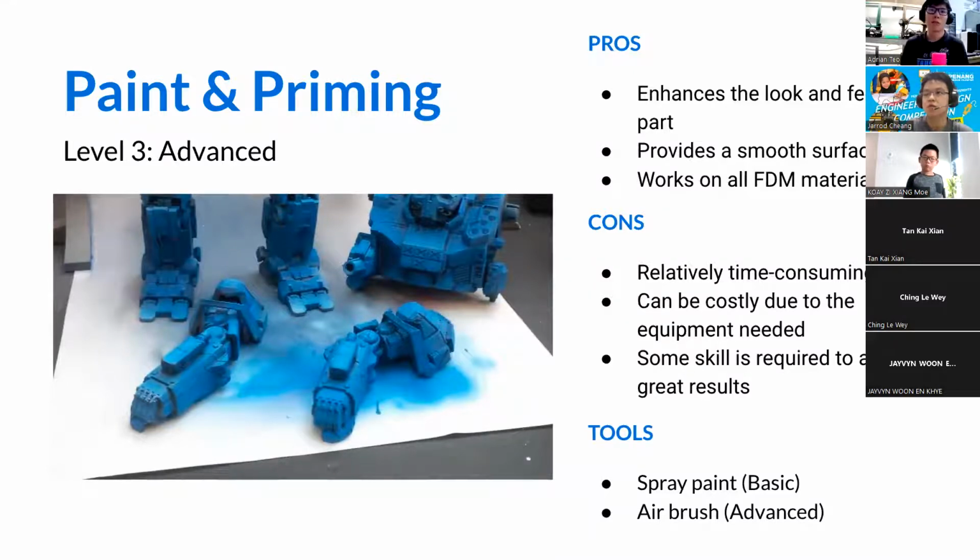So the advantage of paint and priming is that it enhances the look, makes it feel like a real product, and provides a smooth, shiny surface, and it works for all the FDM print materials. Again, the disadvantage is that it's very time consuming. Post-processing is a very time consuming process. Initially, I wanted to do the entire process during this 1 hour session, but then I realized it will take longer than that. You can't finish post-processing in 1 hour. You're going to do a lot of waiting.